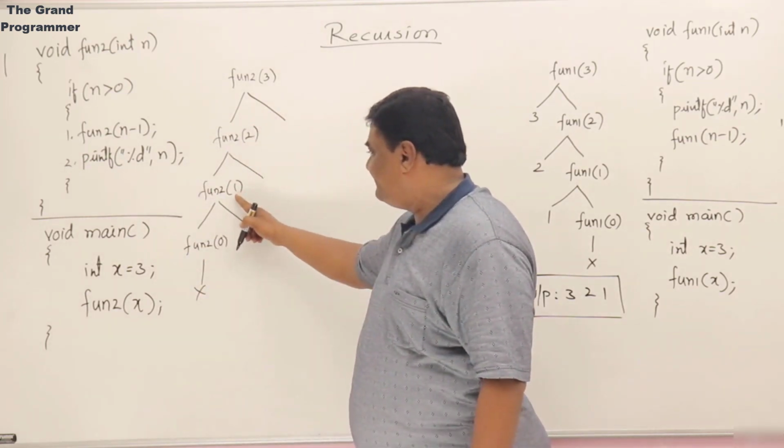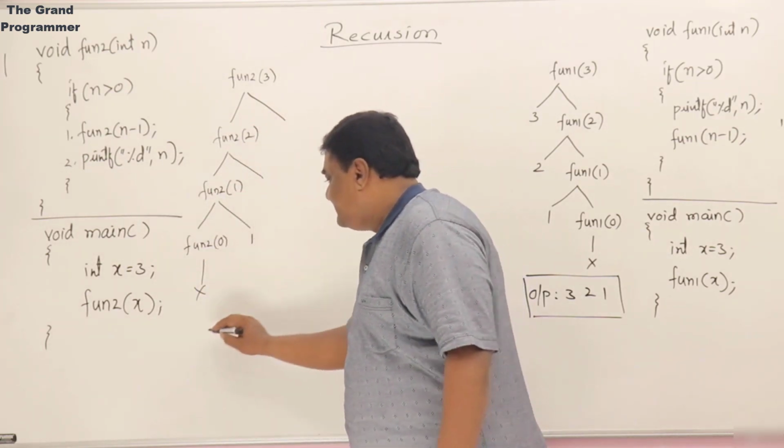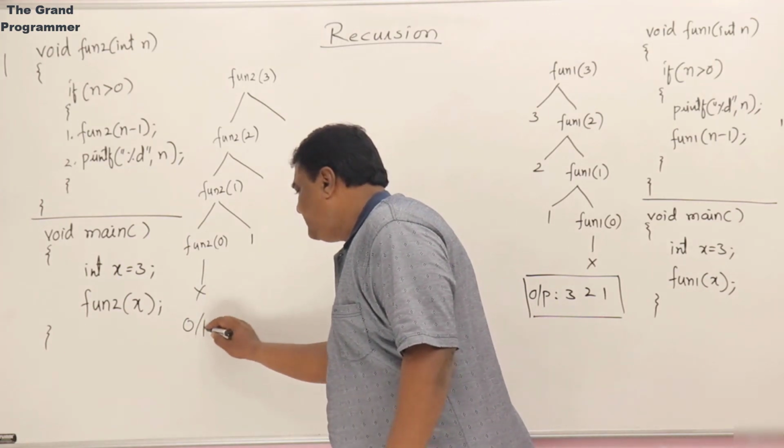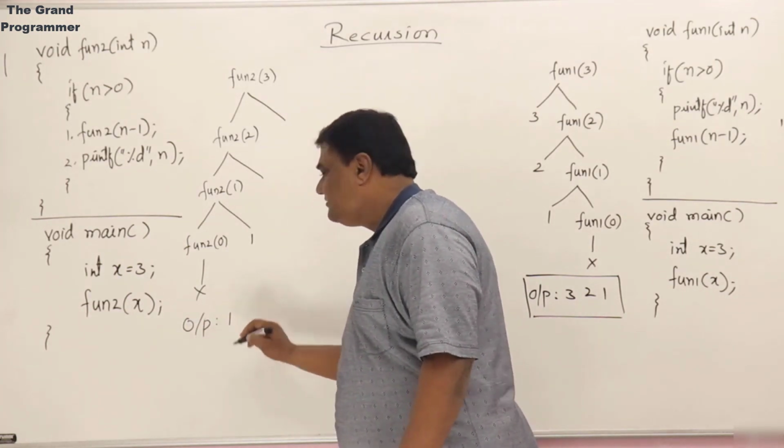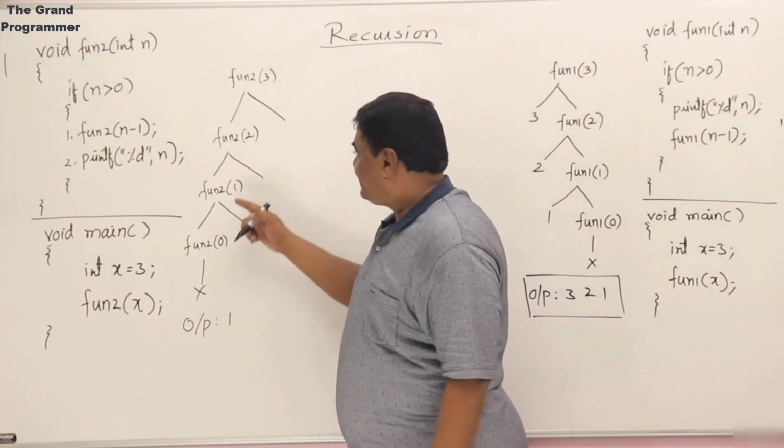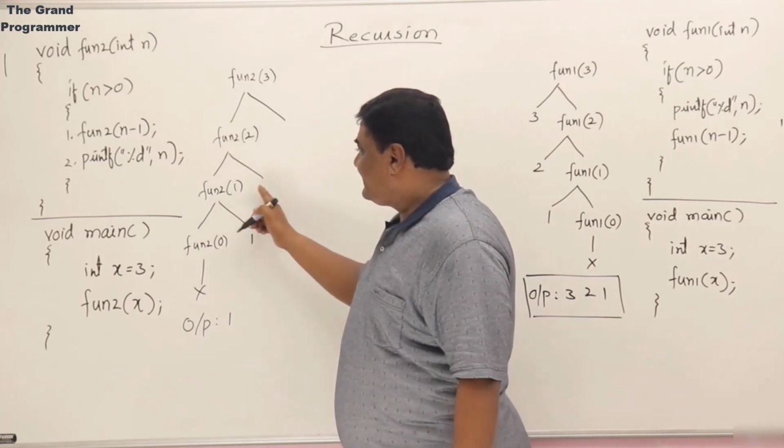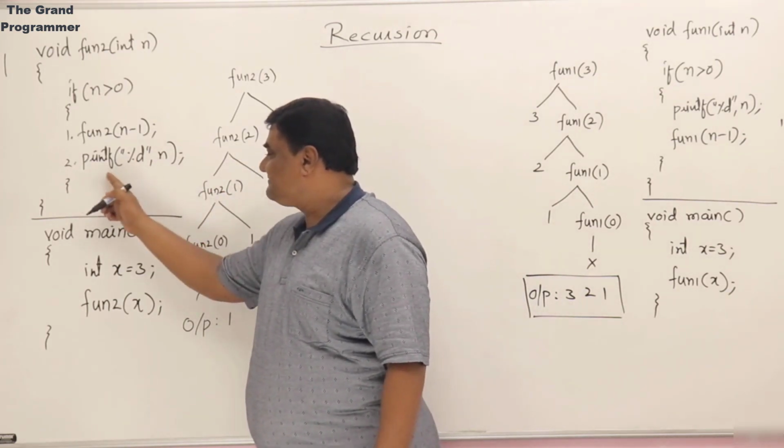So what is the n value? 1. So it will print 1. So the first output is 1. Then it will go back to this previous call. And the second thing that is remaining here is printing.